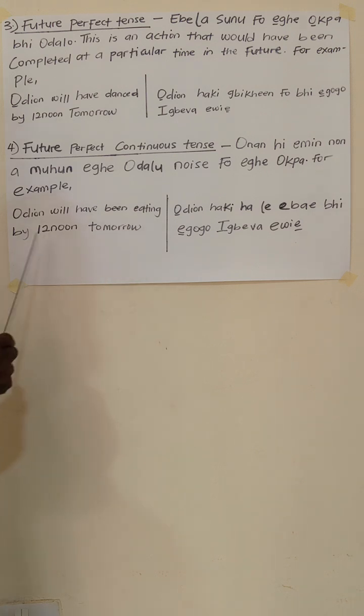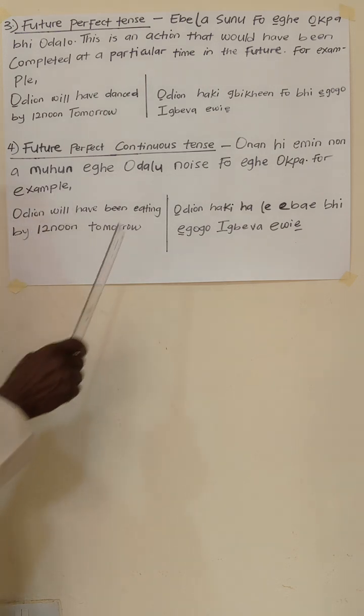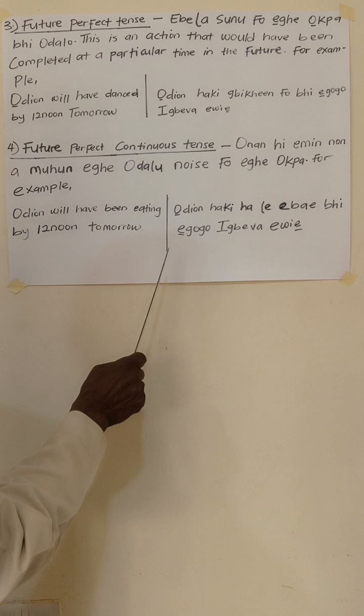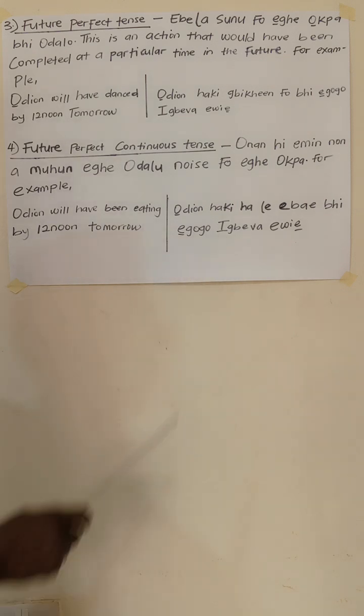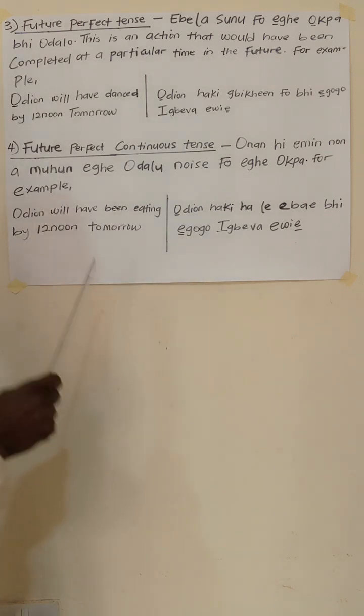Ọjọ́ would have been dancing by 12 noon. That means by 12 noon tomorrow, Ọjọ́ would have been dancing. That's future perfect continuous tense. Now, Ọjọ́ ha kì muhe agbègbè we go with gbé vibe here. That means Ọjọ́ would have started dancing by 12 noon.